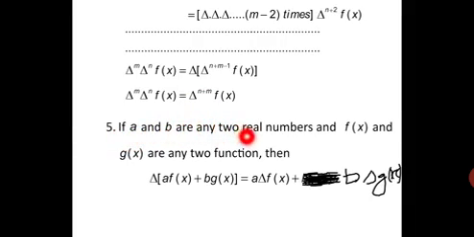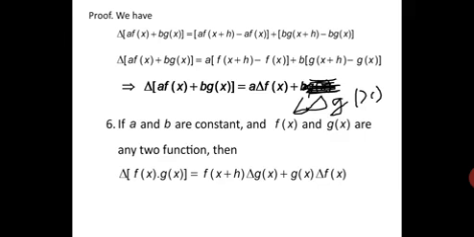If a and b are any two real numbers and f of x and g of x are any two functions, then I have to show that delta of a into f of x plus b into g of x can be written as a into delta of f of x plus b into delta of g of x, right? That means this delta can be applied to the first function f of x, and again it should be applied to g of x. Now we will have a proof here.